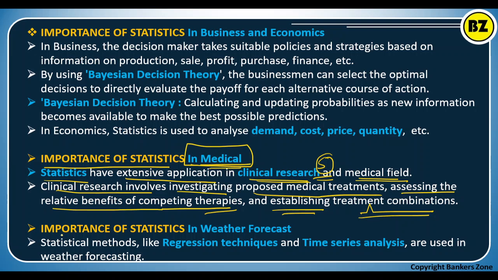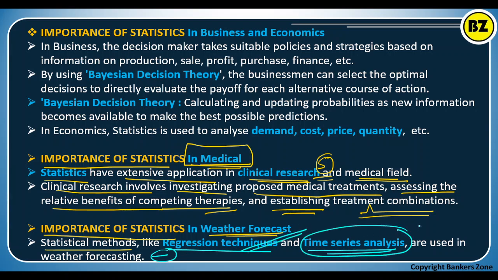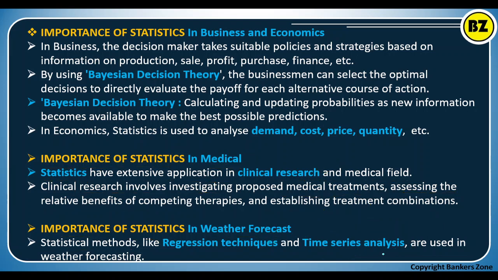Now, how is statistics important in weather forecasting? Statistical methods like the regression technique or time series analysis are used for weather forecasting. What is a regression technique? What is time series analysis? That we will be discussing in detail in the upcoming chapters. So basically, the importance of statistics in weather forecasting is also high.